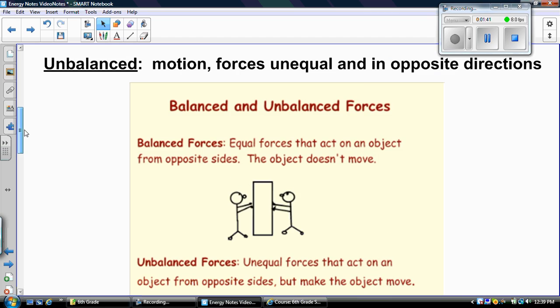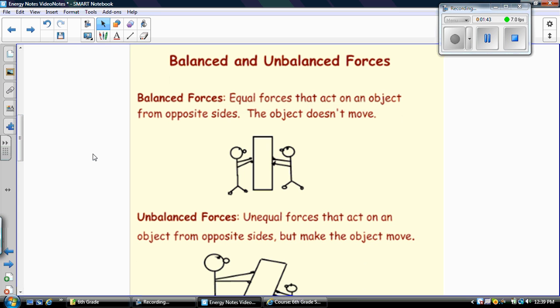So let's take a look at this. A balanced force: if equal forces act on an object from opposite sides, the object doesn't move. So you've got these two people both pushing on this, let's just say it's a door, and they're pushing with equal forces, the same amount of force, in opposite directions, so the object doesn't move. It's kind of like when you play tug of war. If both sides pull with the same amount of force, the flag in the middle does not move. That's considered a balanced force.